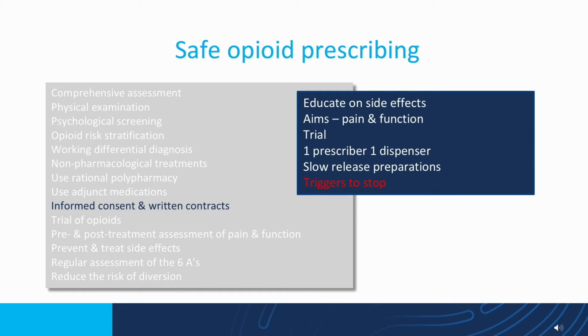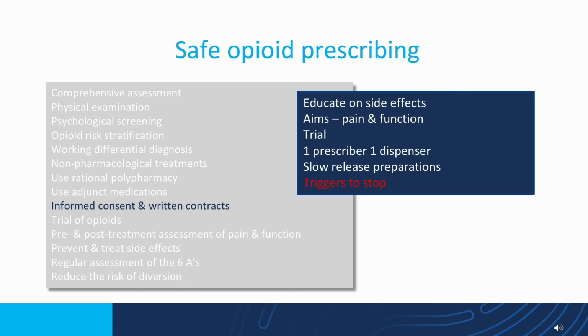Have a contract, have a plan of action before you go down this route of opioids with patients. Talk about side effects. Remember, we discussed this. If patients understand, they may be reluctant, they may want to try something else. Have an aim, not just pain control or pain reduction, but functional improvement. Patients have got to show you that they're functioning better. Are they back at work? Are they engaged with life?